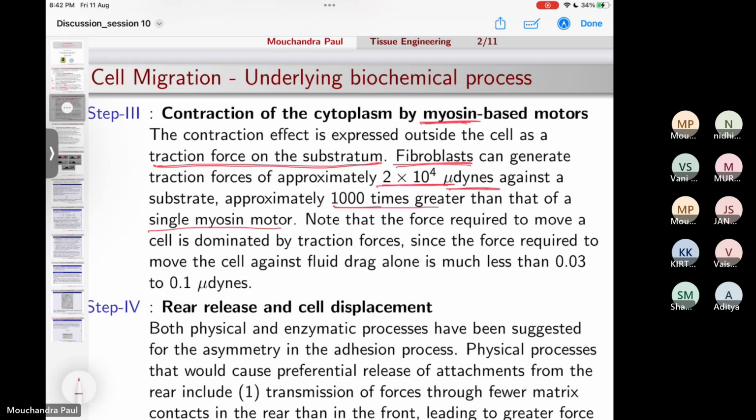Now note that the force required to move a cell is dominated by traction forces, correct? If the traction force is not high enough, the cell will not move, and this force is obviously more than whatever resistive forces are there. Since cells are usually present in a fluid environment, there will be a drag force provided by the surrounding fluid. The cell is trying to move through the fluid, so the traction force is going to be greater than this drag force.